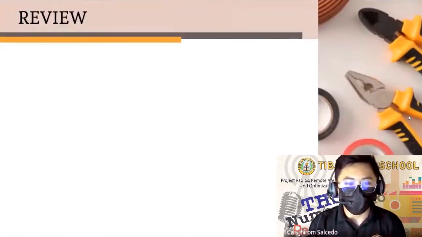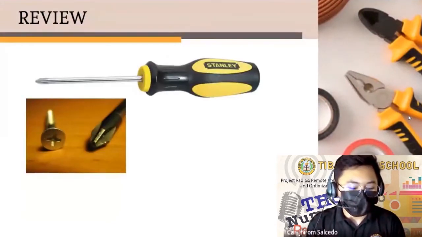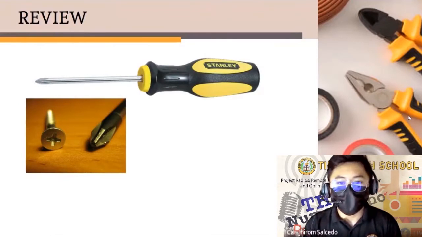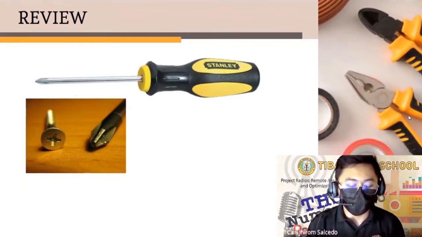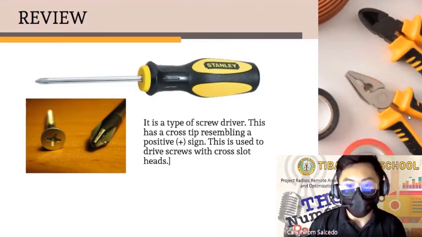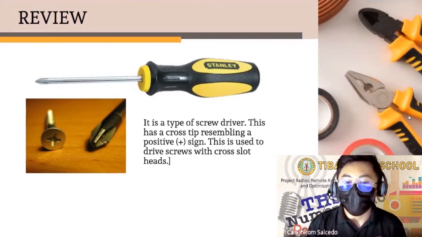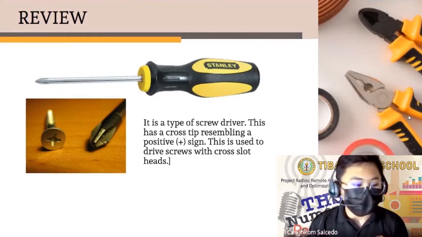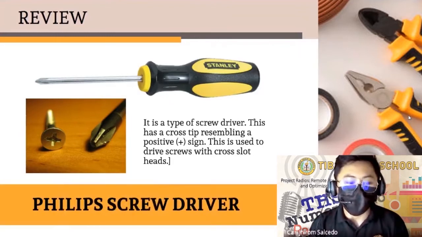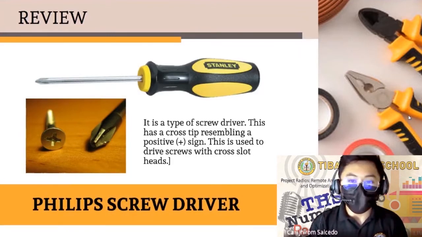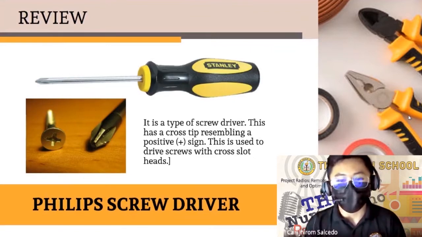First picture. What do you call this tool? Okay, your 10 seconds starts now. It is a type of screwdriver, and this has a cross tip resembling a positive sign. What tool is it? Okay, time's up. If you answered Phillips screwdriver, very good, because that is the correct answer.